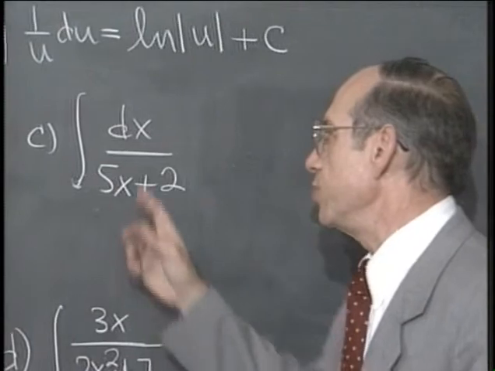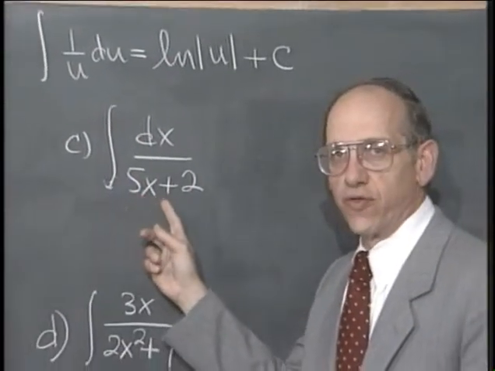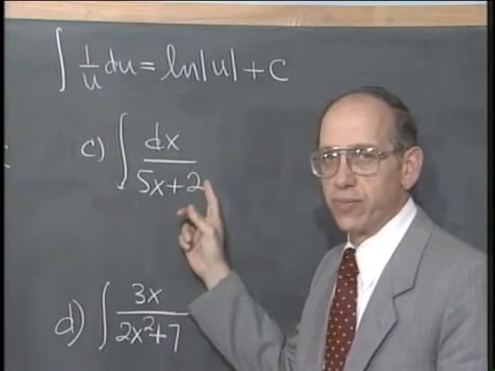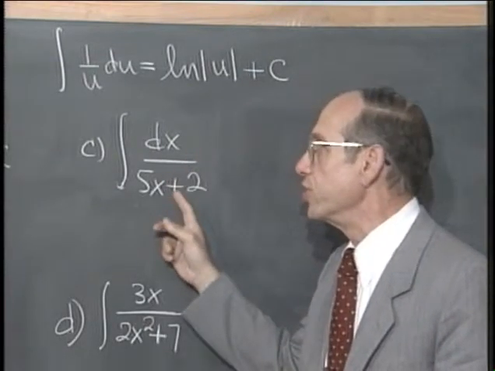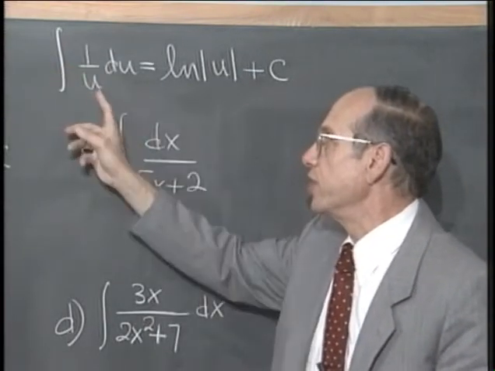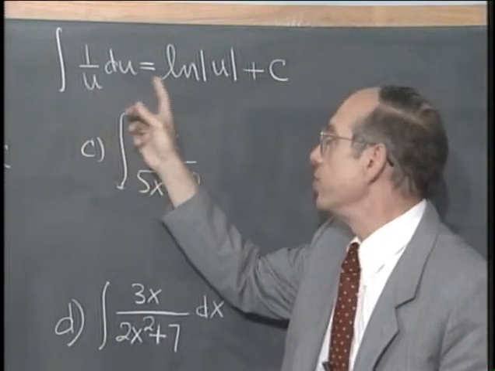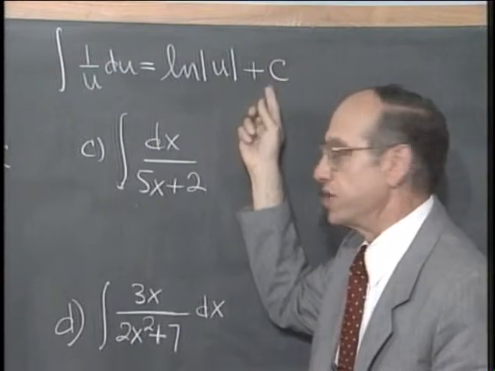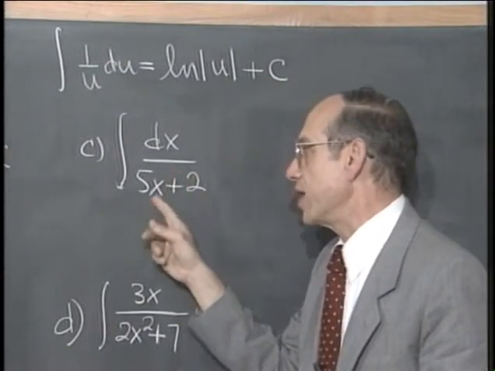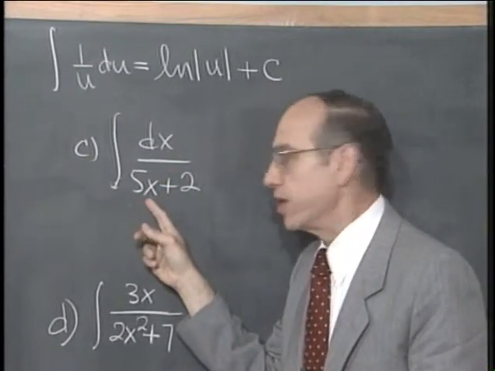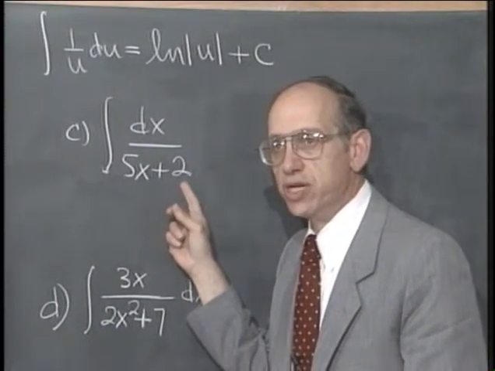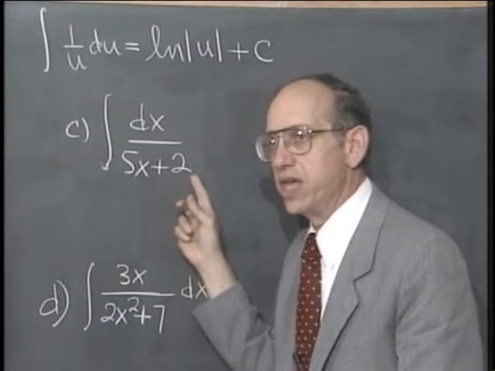In part C, we have the integral of dx over 5x plus 2, and this we're going to have to do by looking for something of the form du over u, and use the formula integral 1 over u du equals the natural log of the absolute value of u plus c. If we want to use that in this example, we have to think of 5x plus 2 as u, which means du would have to be 5 dx.